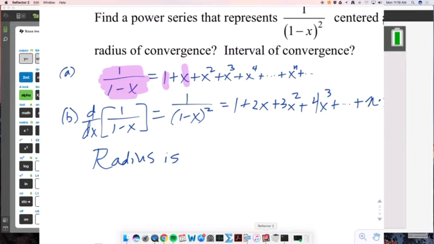So what was the radius for 1 over 1 minus x? It was 1, right? It was centered at 0, and it was from negative 1 to 1. So the radius is, I'm going to say 1. I almost wrote still 1. Like, it's still 1. I don't want to do that because I never said what it was.